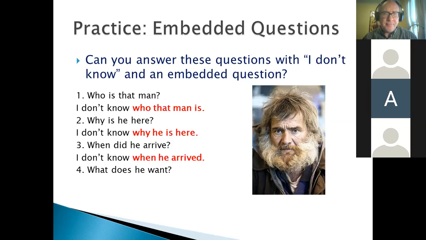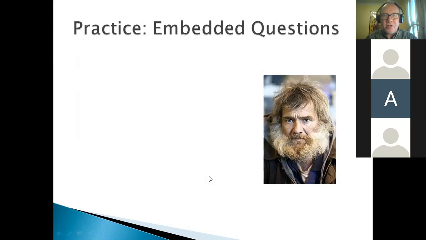What does he want? I don't know what he wants. We take that does and throw it out. Yes. I don't know what he wants. Okay, ready for some more? Again, all of these have the same pattern. We start with the question word, and then we put in some more subjects and verbs. All right. More questions about this guy. How long has he been here?